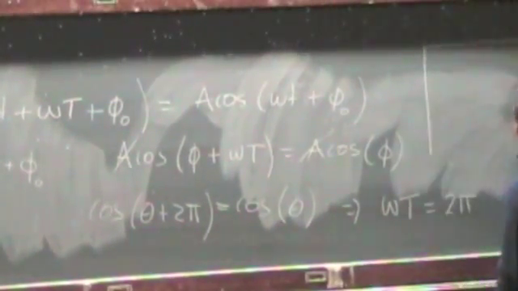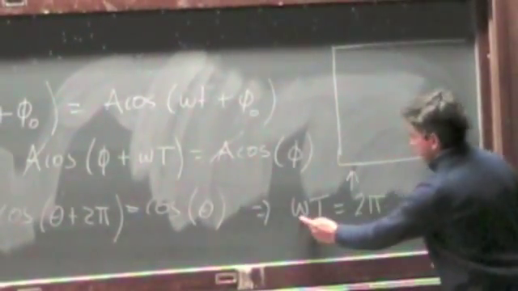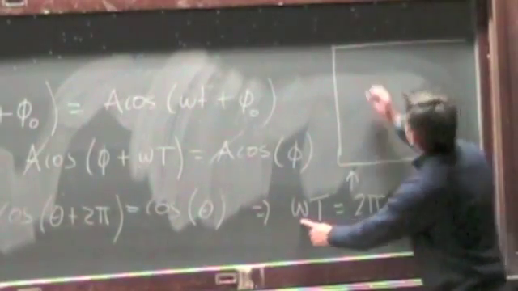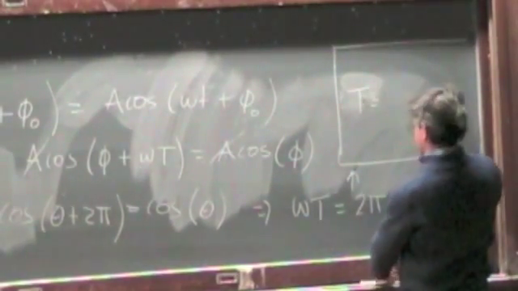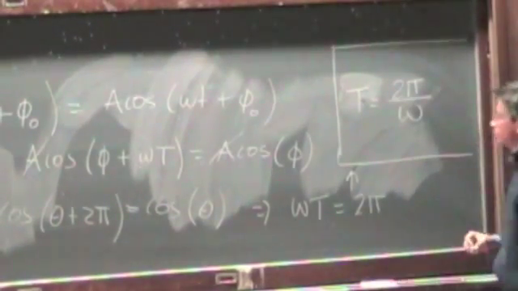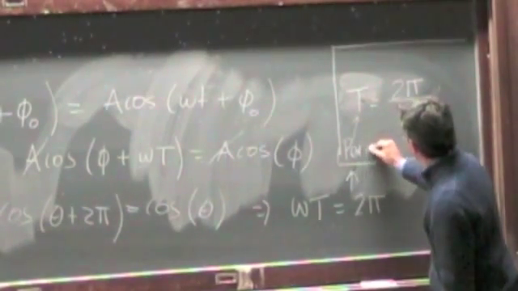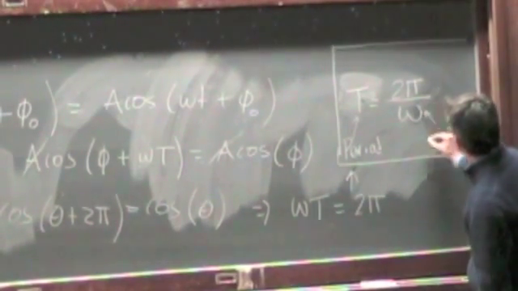And therefore, the connection between the angular frequency, as it's called, and the period is that the period is 2 pi over the angular frequency. That's the period. That's the angular frequency.